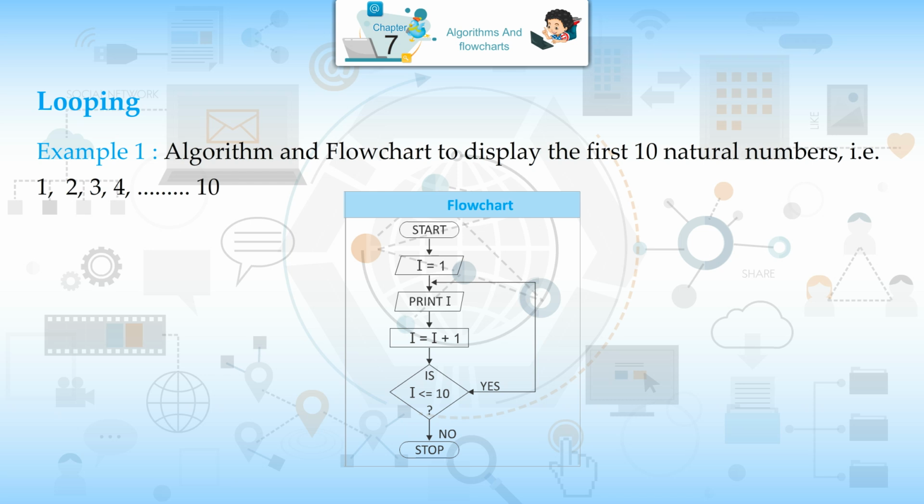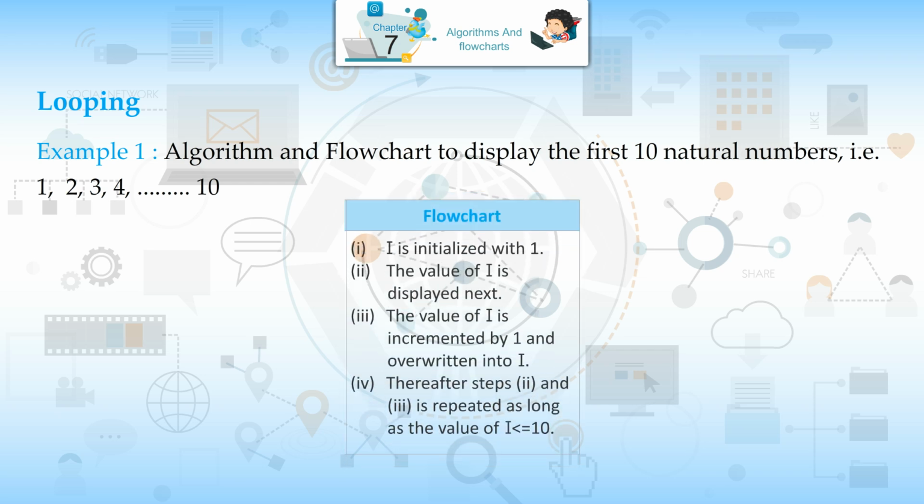Flowchart. Start. I is equal to 1. Print I. I is equal to I plus 1. Is I less than or equal to 10? Yes. Go back to print I. No. Stop.